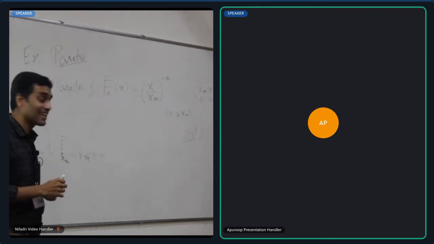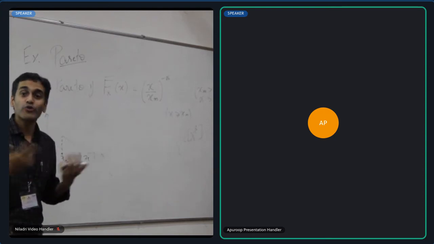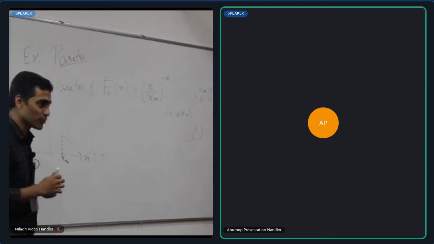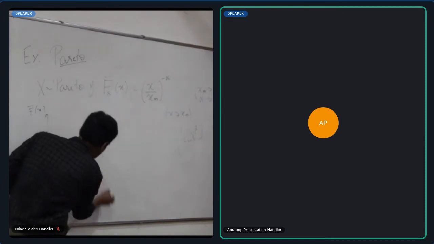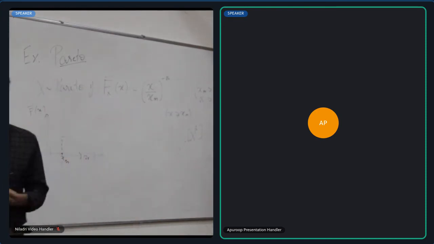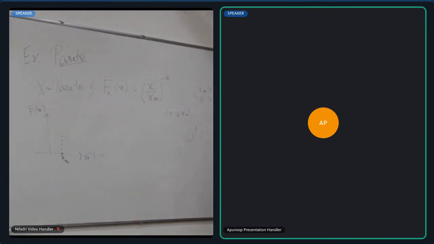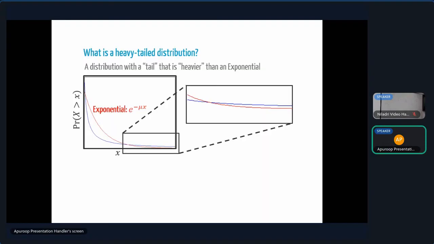If you look at something like an exponential or a Gaussian, these are examples of light-tailed distributions. In those cases, you'll see that the CCDF dies down much faster. So that is all I had to say about the first example, i.e. the Pareto. I hope it's clear to everybody that the Pareto is in fact a heavy-tailed distribution.